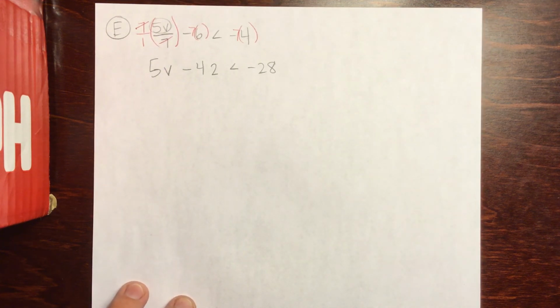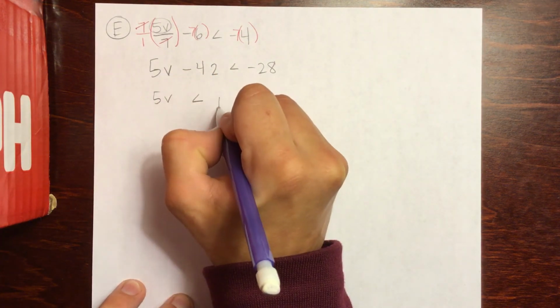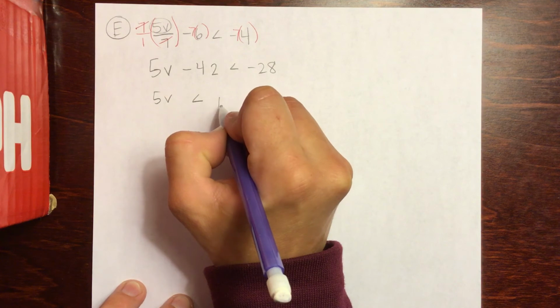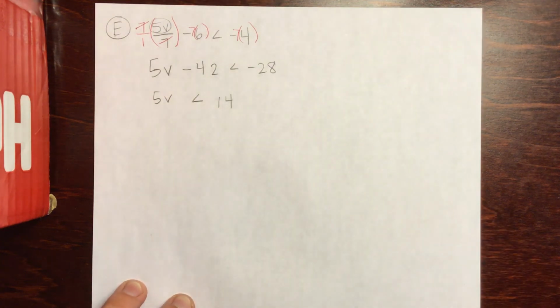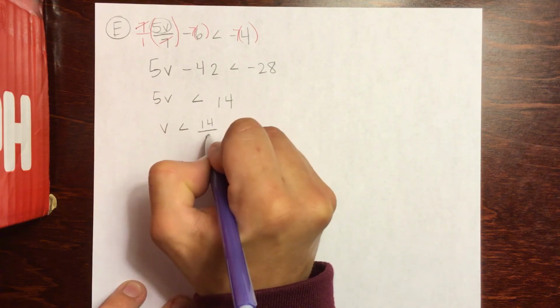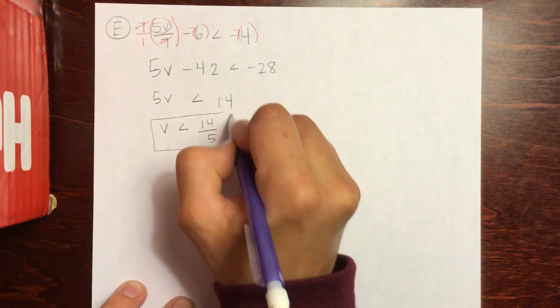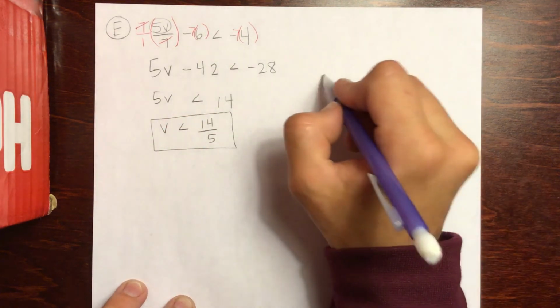So let's solve for v. Add your 42 over to the other side. Is that really only 14? Wow. And then divide by 5. You can give me the decimal, which I think is 2.8 if I remember correctly, or you can give me the fraction. I don't really care. It's your call.